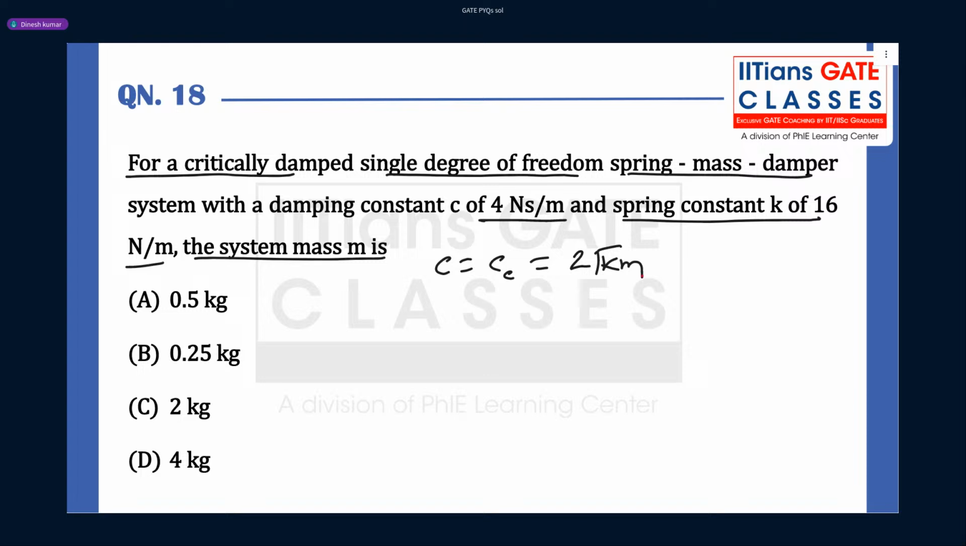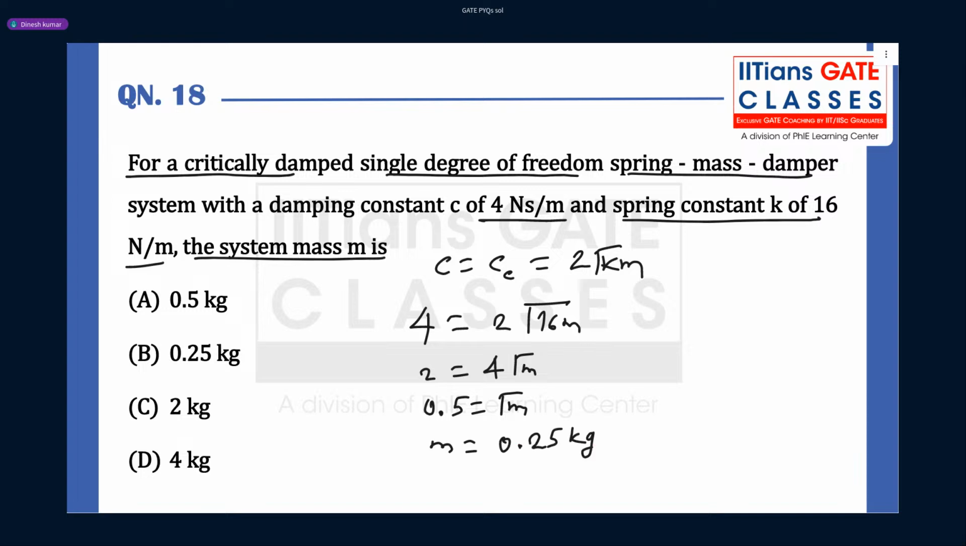So if you do the calculation, C is 4, which equals 2 under root 16 m. So we get 2 equal to under root m times 4, which gives 0.5 equal to under root m, and then m will be 0.25 kg when you take the square. Clear, guys, this question? So what is the answer?